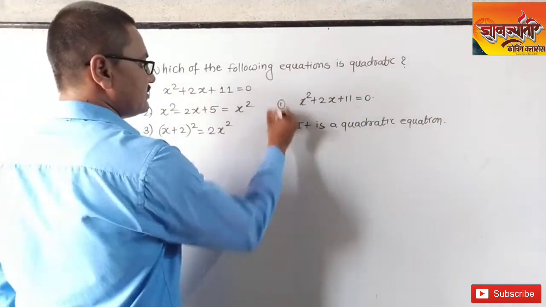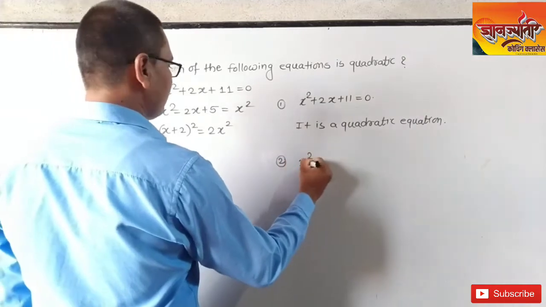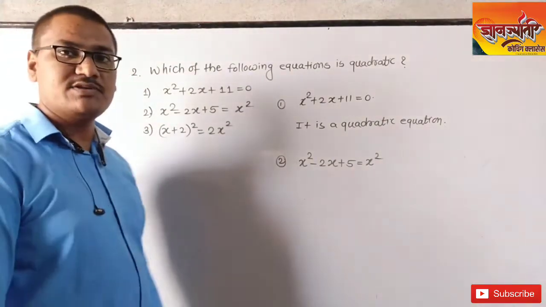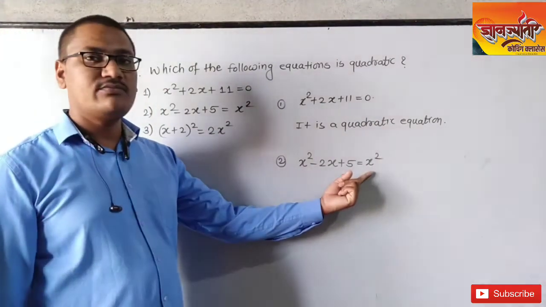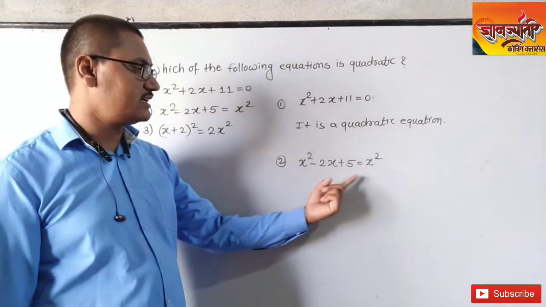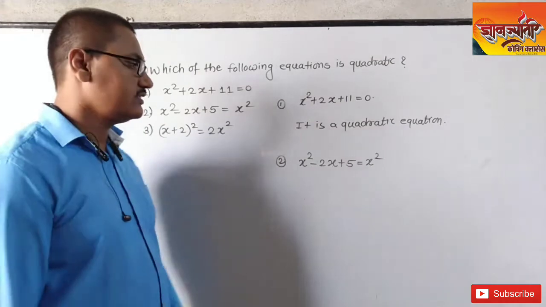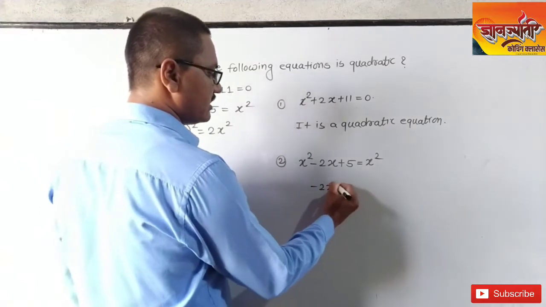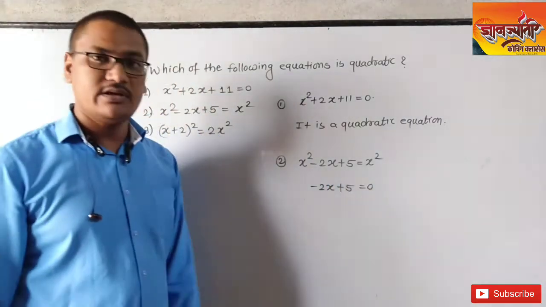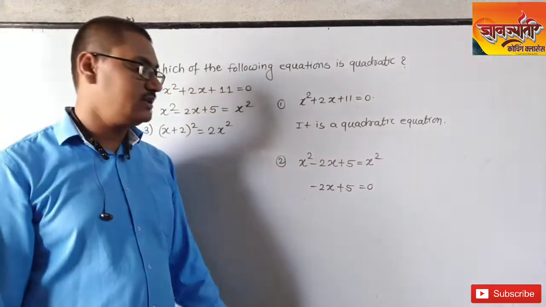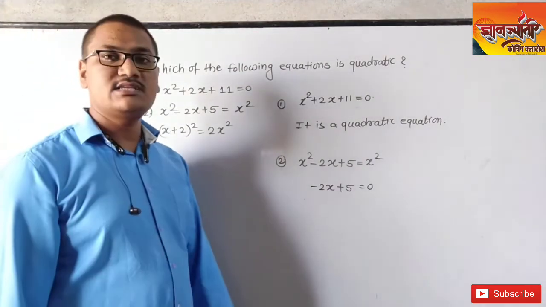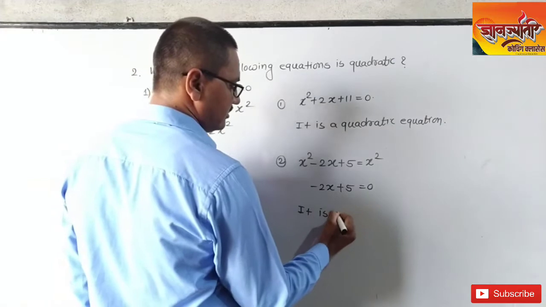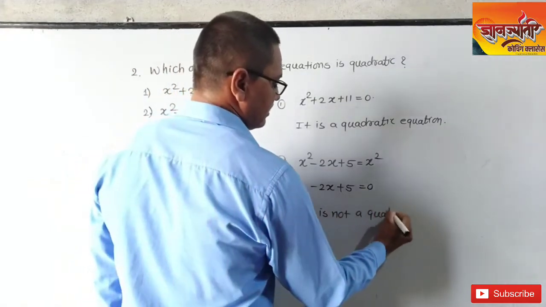The second problem is x² − 2x + 5 = x². In this equation, the x² term appears on both the left-hand side and the right-hand side with the same sign, so it gets cancelled. After simplifying, we get −2x + 5 = 0. The equation is in one variable, but the highest index of the variable is not 2. So it is not a quadratic equation.